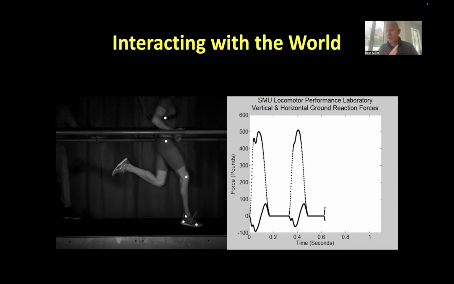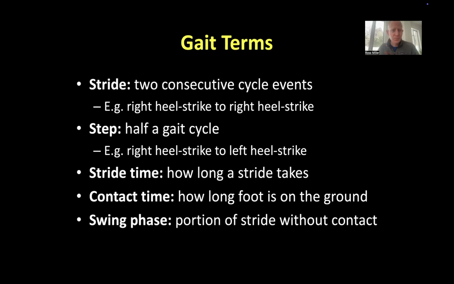It's not particularly critical left or right, but two consecutive initial contact events of either foot, either the right foot or the left foot. Okay. So that's a stride, two consecutive cycle events. For example, right heel strike to the next right heel strike.